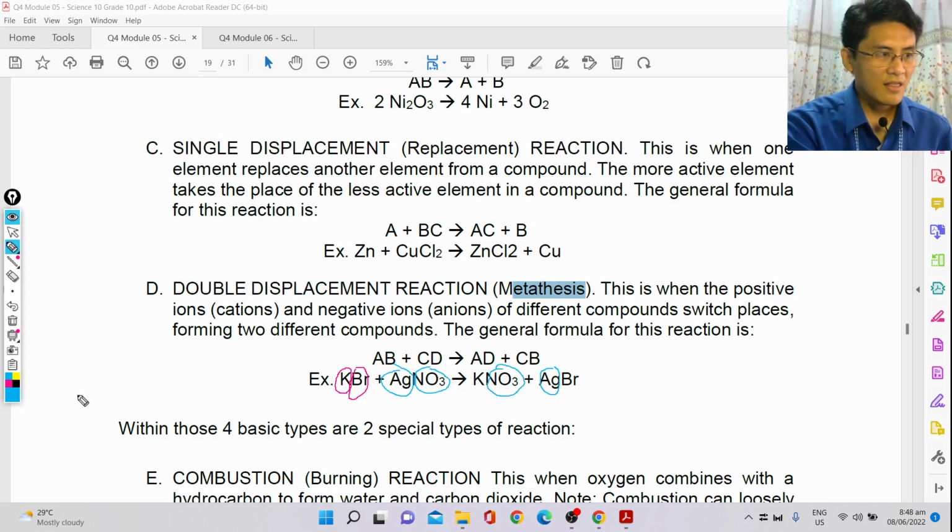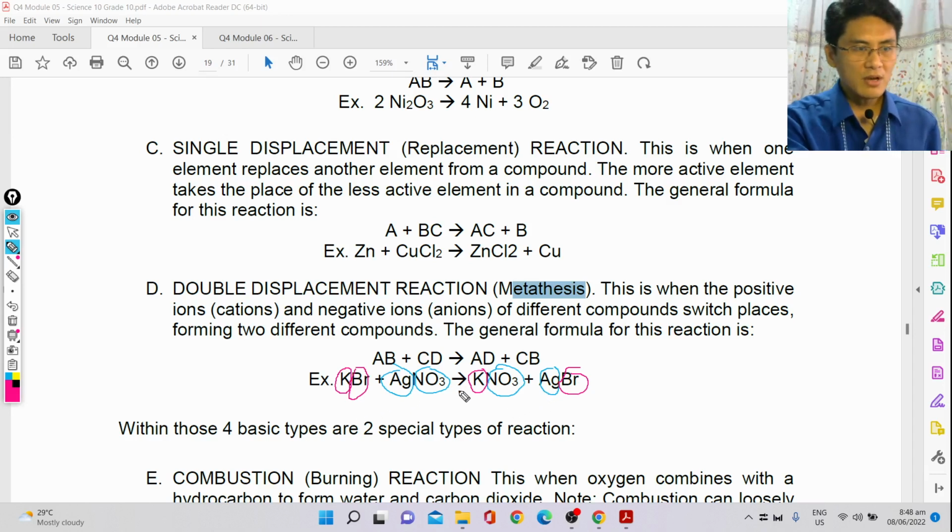And then the potassium is now here. The bromine is now here. So as you can clearly see, they exchanged partners, right? So pink, pink, blue, blue. Now it's blue and pink and blue and blue and pink. They actually exchanged partners.